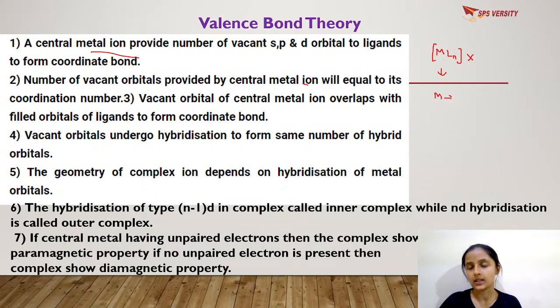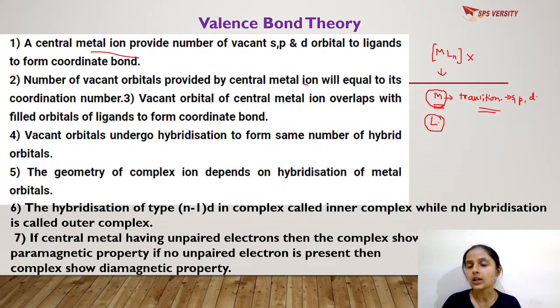So the metal, generally a transition metal, is going to possess the vacant s, p and d orbitals for the bond formation along with the ligand, and the bond is a coordination bond where the ligand is going to provide the electrons required for the bond. And the number of vacant orbitals provided by the metal is equal to its coordination number. The vacant orbitals of the metal are going to overlap with the filled orbitals of the ligand, and that's how the bond is formed in complexes.